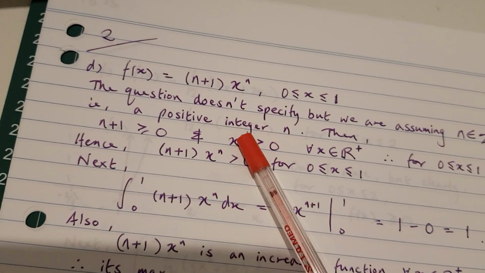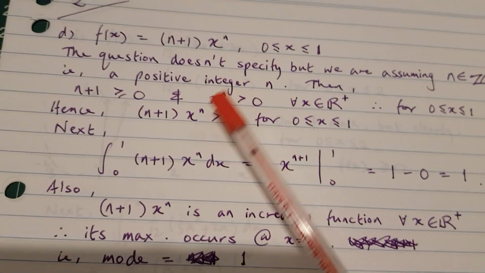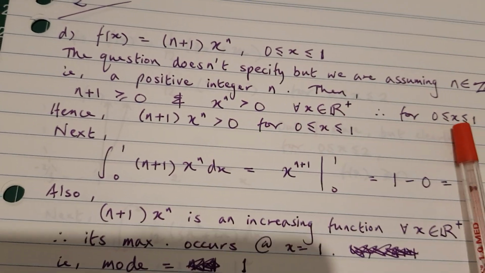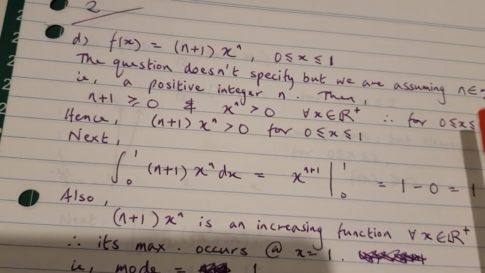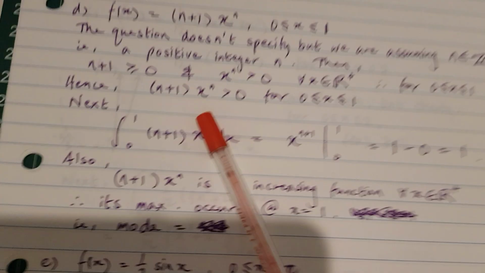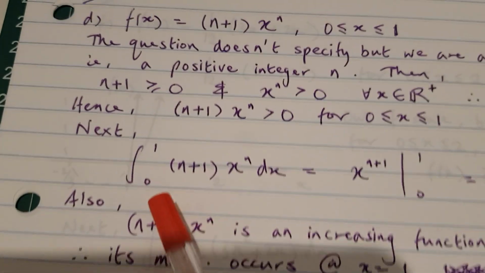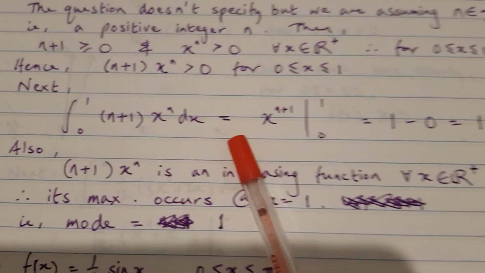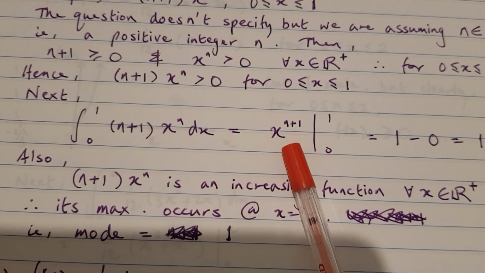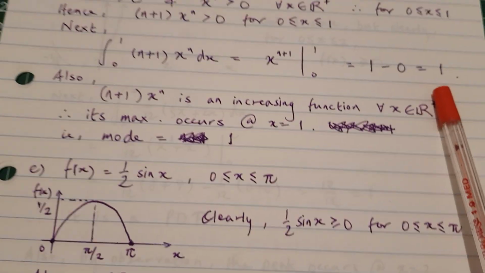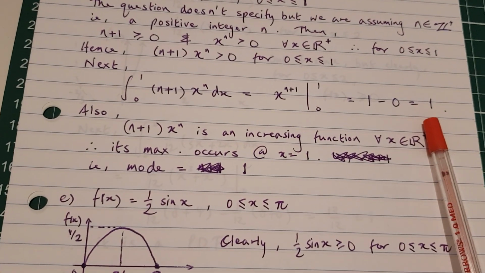and as long as the power is a positive integer, then it's always positive. So if that is true for all positive real x, then it has to be true for x between 0 and 1. So we can confidently say that this is always greater than 0. So the first condition is met. And now the definite integral, the domain is 0 to 1. If you perform that integral, substituting x to the n plus 1, then you get 1.